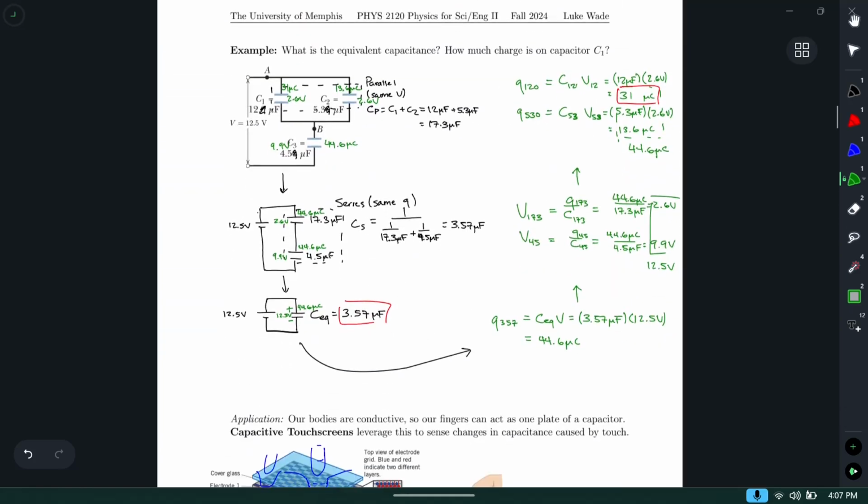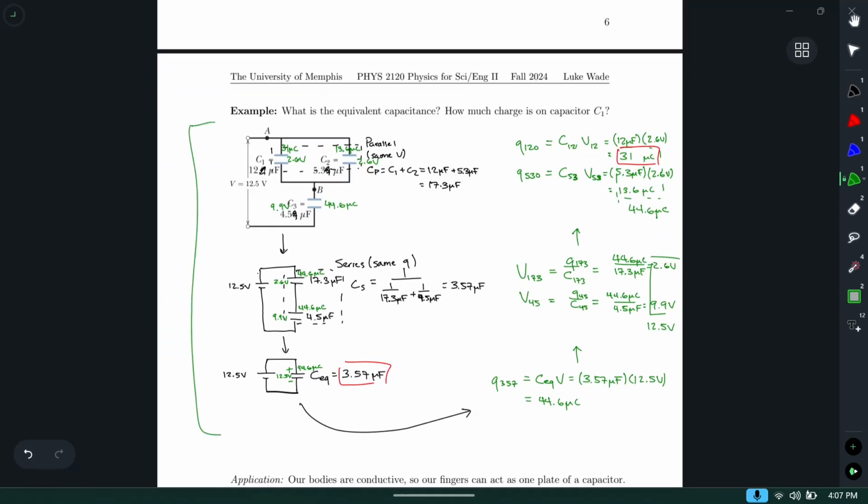You can expect one like this. So I would ask you what is the equivalent capacitance, and then maybe how much charge is on a particular capacitor. And so it's the same thing as with series and parallel resistors. The only difference is the role of series and parallel sort of swaps. If you have capacitors in series, you do the 1 over stuff. If you have them in parallel, you add.